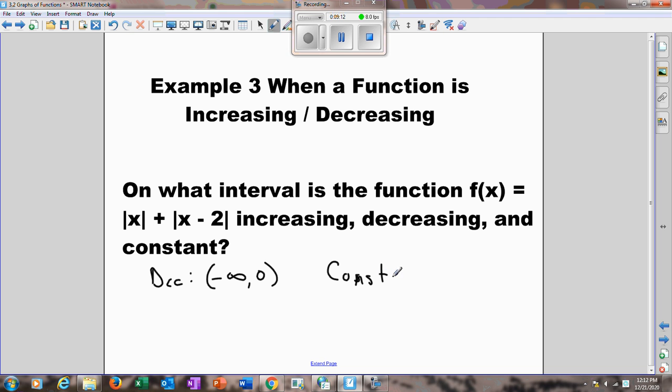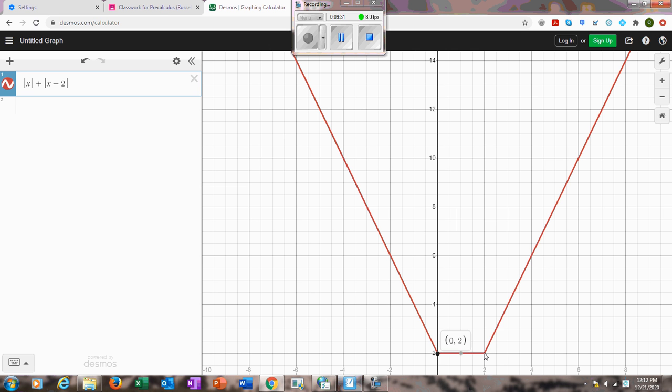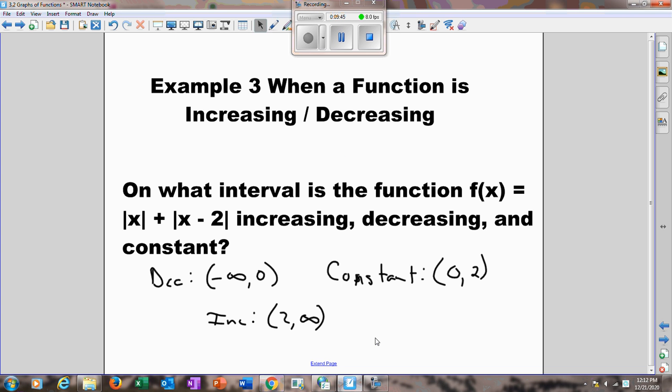Would help if I could spell. And lastly, it would be increasing from 2 to infinity. Just looking at starting at 2, it goes up as we go from left to right. So that's all there is to looking at a graph and telling whether it's increasing, decreasing, and constant, and on what intervals it's occurring.